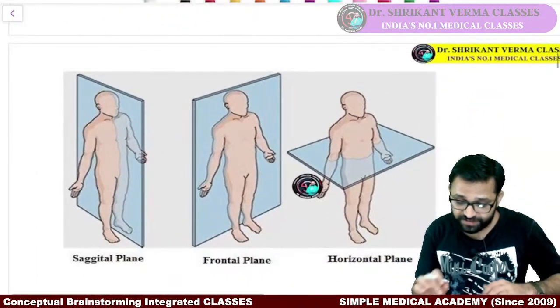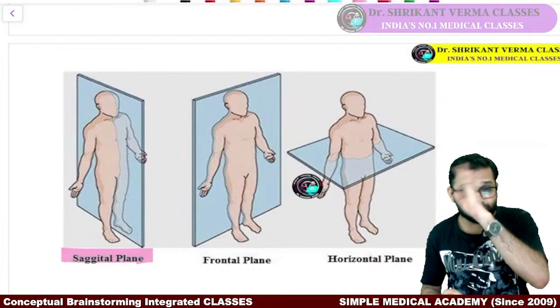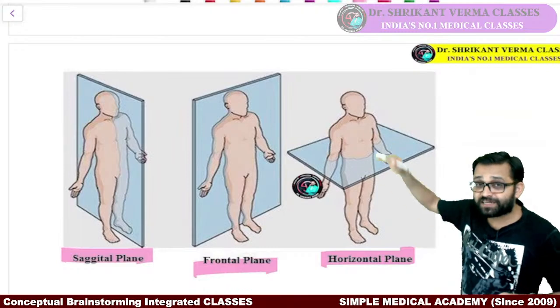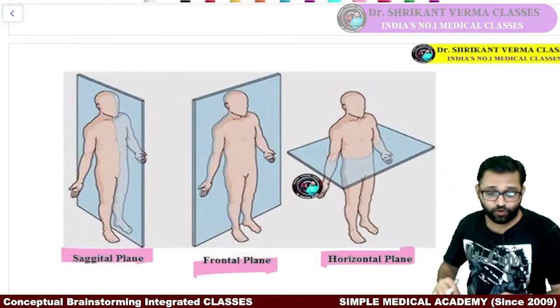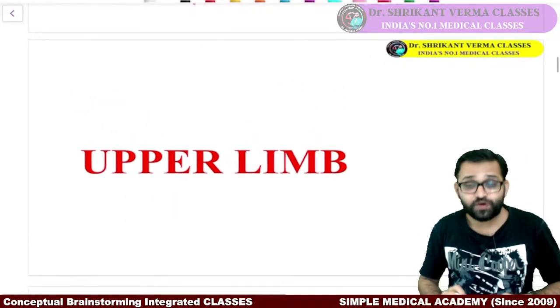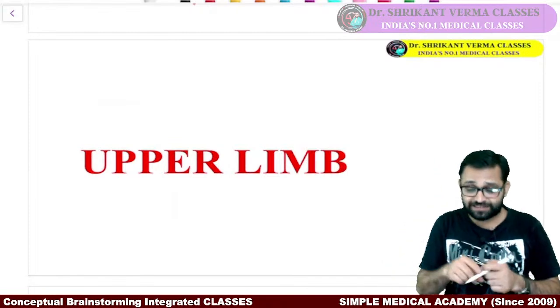Now see here, these are the different images we had discussed. There is a sagittal plane dividing the body into right and left parts, the frontal plane into front and back, and the horizontal plane dividing the body into upper and lower parts. Does everybody agree? Now we are going to crack the different questions from the upper limb. So for the FMG, what is the analysis?